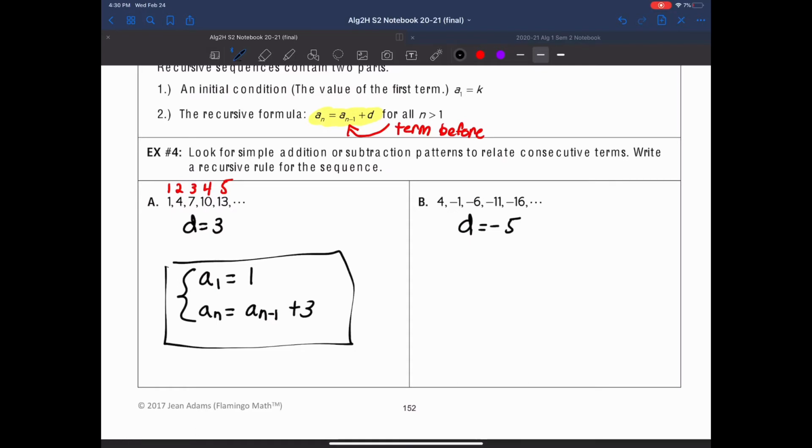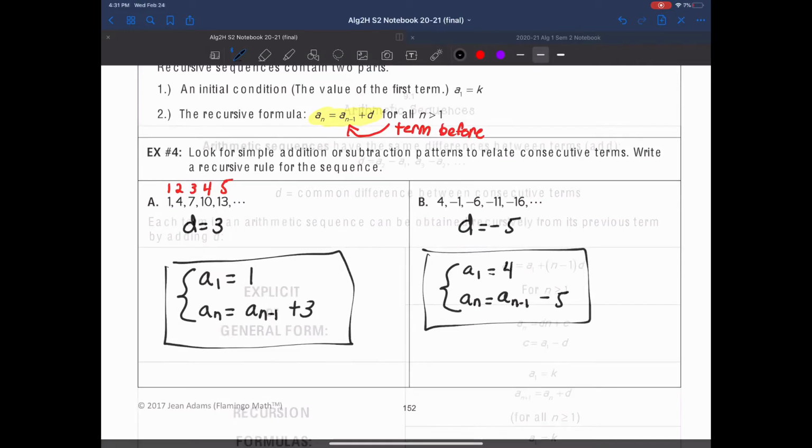So now if I'm going to write my rule, I'm going to break this into two parts. First part is a sub 1, or my first term. That happens to be 4 here, so a sub 1 equals 4. And then the recursive rule: a sub n is equal to a sub n minus 1, or the previous term, minus 5. And this is the recursive rule for the sequence. All right, moving on to the next page.